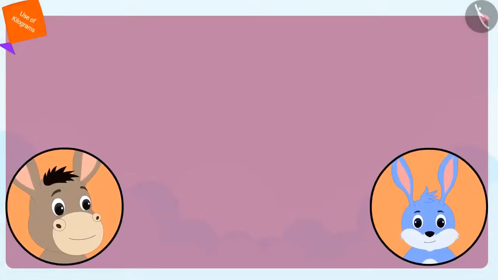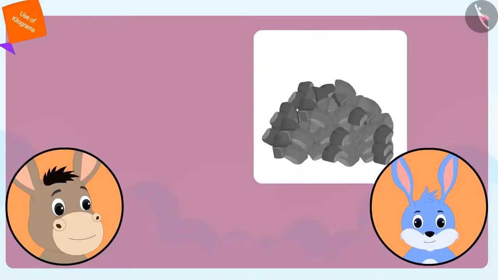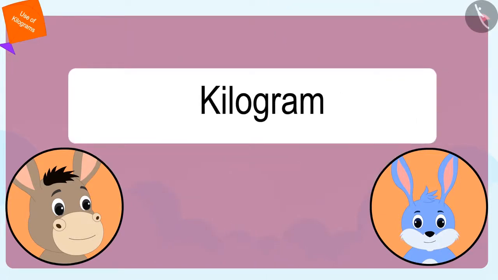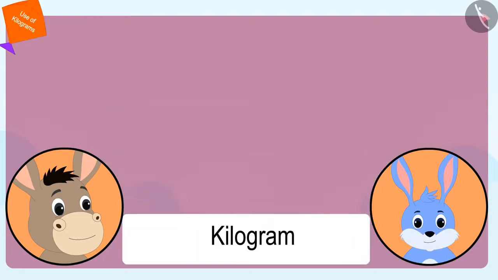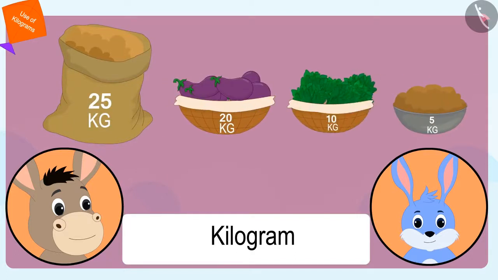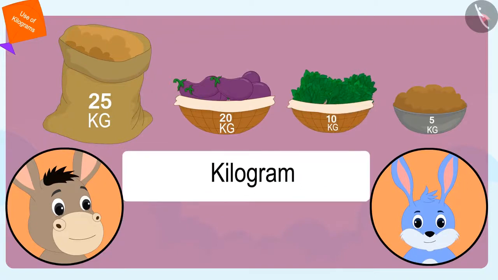Bhola explained to Bunny that because objects like stones, balls, etc. are not always of the same weight, we cannot use them to measure weight. Therefore, to measure the weight of any object, we use a unit of kilogram. A kilogram is a unit of measuring weight of any object that always remains the same.